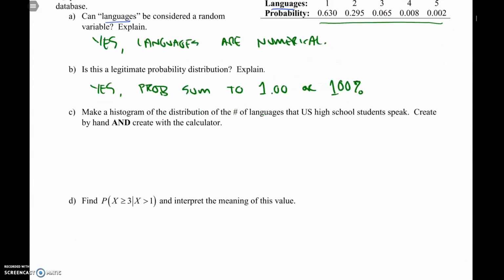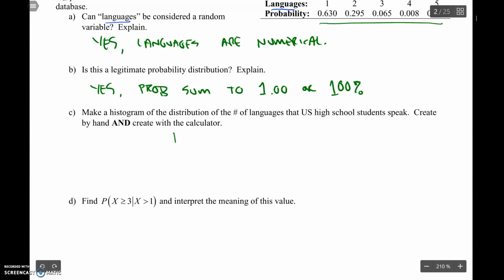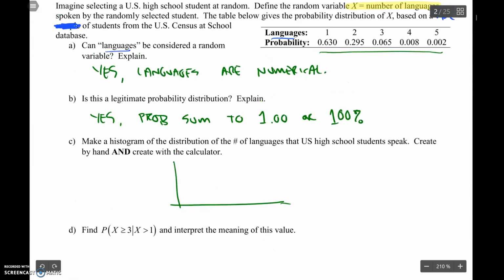Make a histogram of the number of languages. Okay, just do this by hand. Outcomes range from 1, 2, 3, 4, 5, up to 5. We'll go to 6. These would be the associated probabilities. Looks like the probabilities go up to about 60%, so I'll call this 60%, 30%.